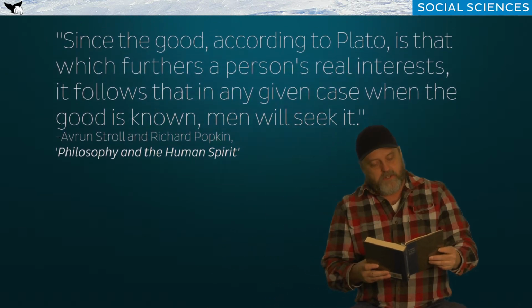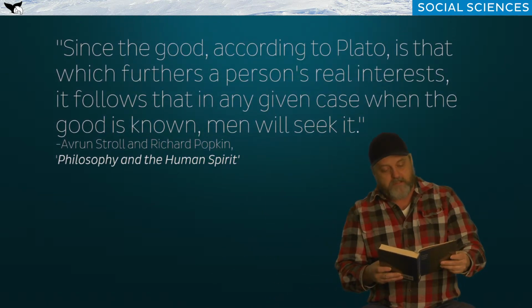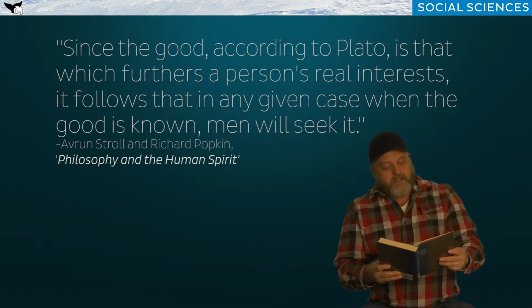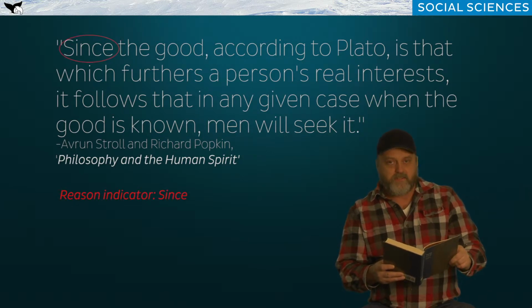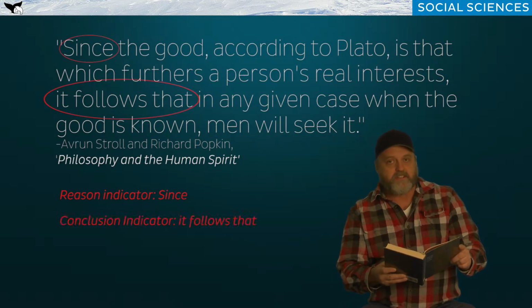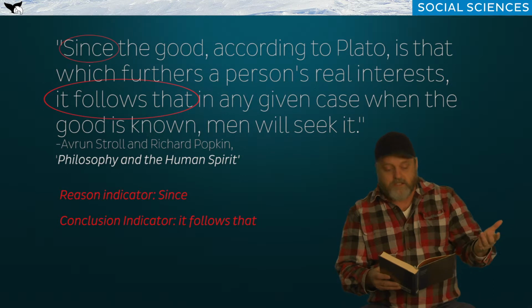So, for example, I'm going to use my old textbook from when I was an undergraduate, Hurley's Logic, and I've got a couple of good examples here. Here's one that's attributed to Arum Stroll and Richard Popkin from The Philosophy of the Human Spirit. Since the good, according to Plato, is that which furthers a person's real interests, it follows that, in any given case, when the good is known, men will seek it. So in an argument like that, you could look at the word since. That's a reason indicator. It tells you what follows is a reason. It follows that is a conclusion indicator. That tells you what follows is going to be a conclusion.